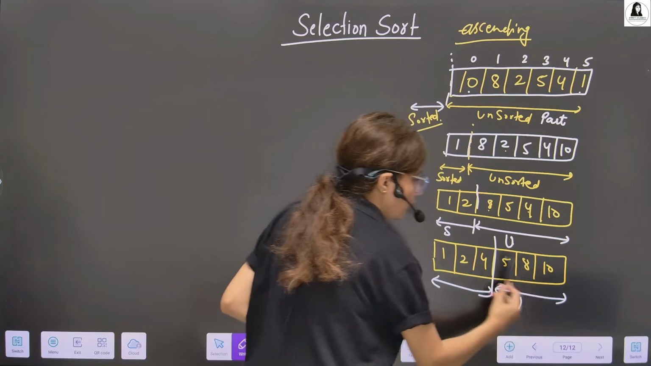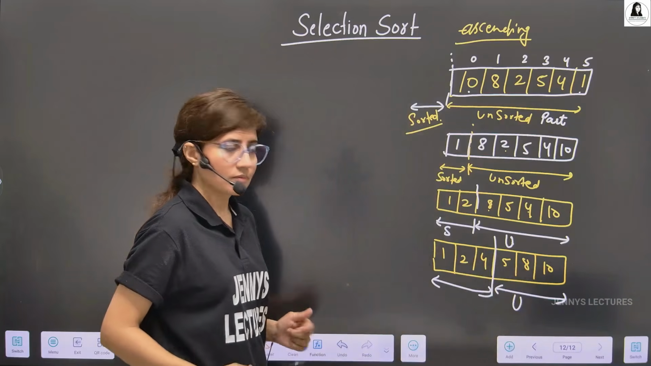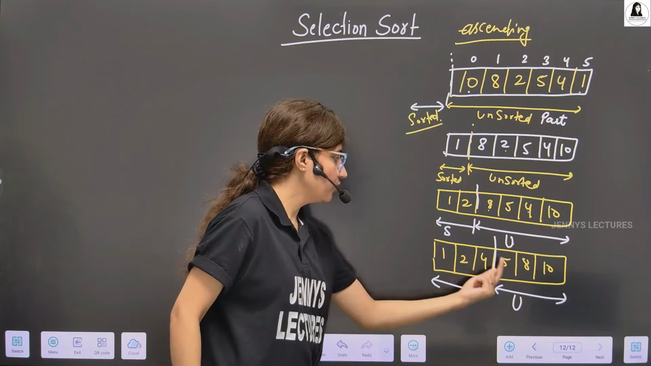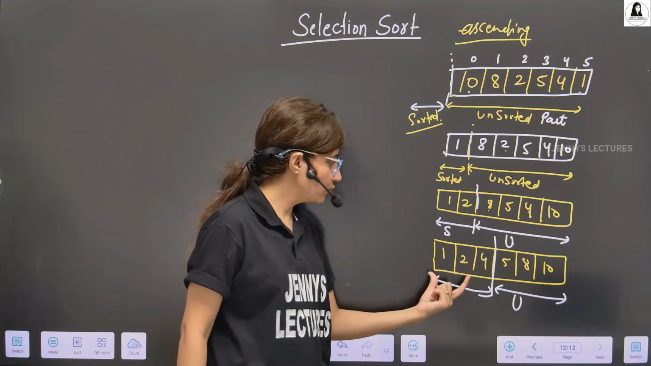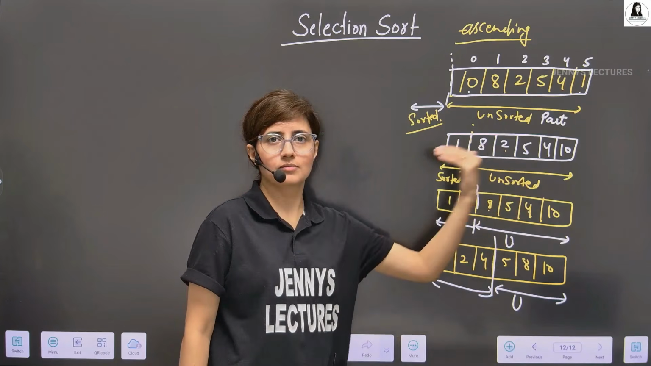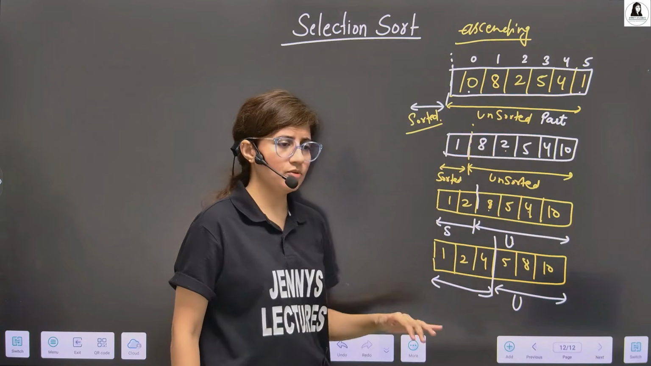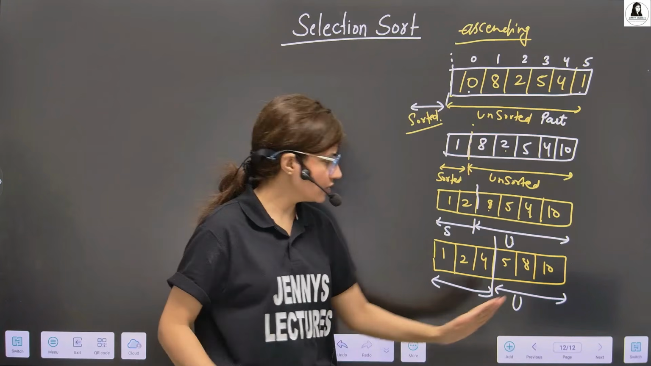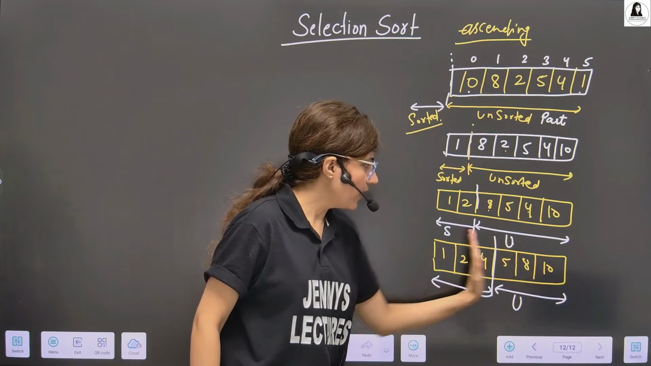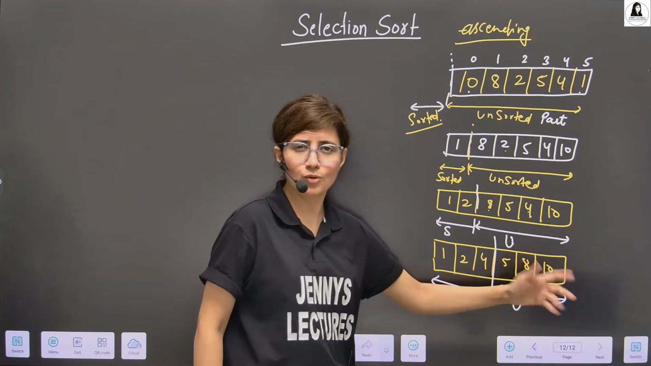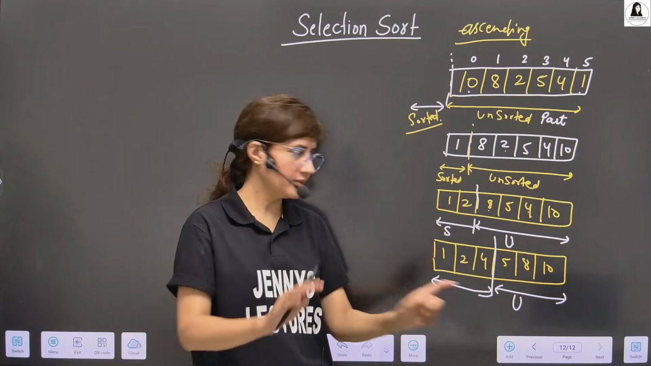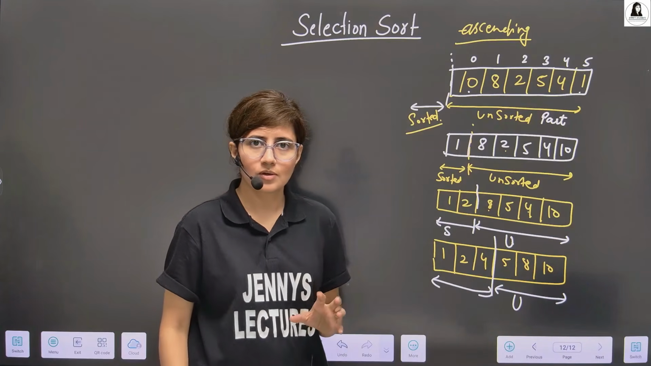Like this, one by one, we keep adding data to the sorted portion of the array. So the sorted portion keeps growing. We just keep repeating the same process until the complete array is sorted. At last, we get this much sorted part and only one element is left. So we know there is no need to do any swapping. That is already at its correct position. So that's how we do it.